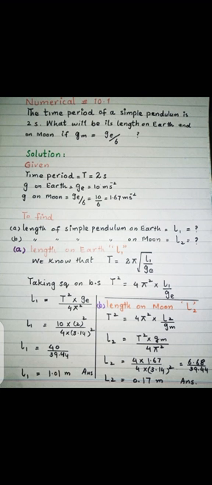Numerical number 1: the time period of a simple pendulum is 2 seconds. What will be its length on earth and what will be its length on moon if gravity on moon is equal to the gravity on earth divided by 6? Okay girls, come toward the solution.